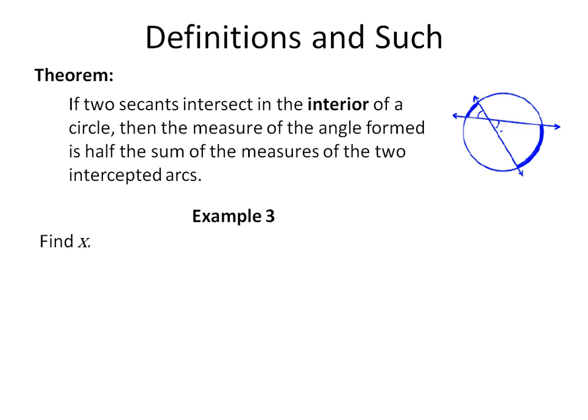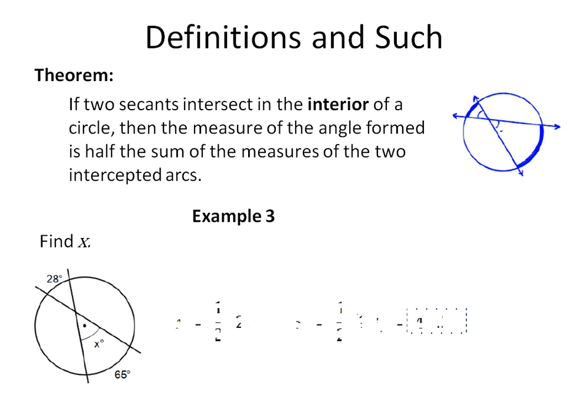Okay, so example 3, they want us to find x in this situation. Okay, notice we have 2 secants that are crossing inside the circle. They did not meet at the center, so this is not a central angle situation. So this means that what we have to do is we have to add the 65 and 28, and then we have to divide by 2. So 1/2 of 28 plus 65 is equal to 1/2 of 93, which is 46.5 degrees.